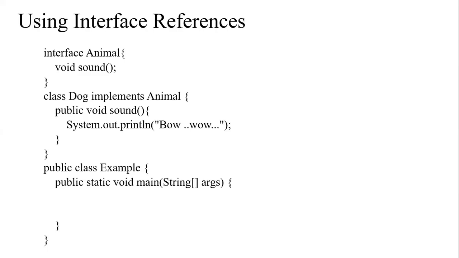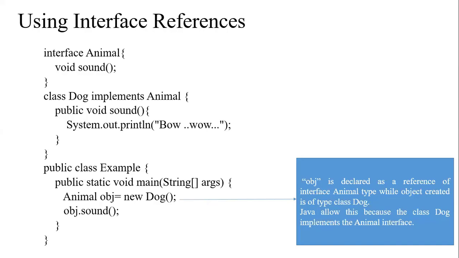By using that particular reference object, I'll be calling this particular sound method, right? Animal obj is equal to new dog. I am using a parent class reference for holding a child class object. Yes, it is valid and you can use this one. By using this particular obj object, you can call the method called sound. Right? So this is a valid program, where we are using our interface reference for accessing our child class method.